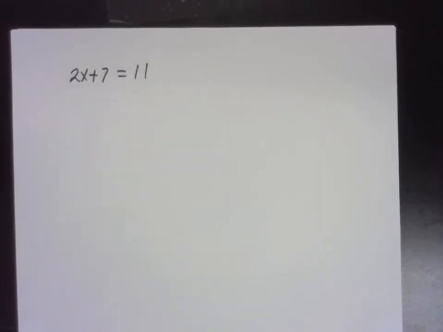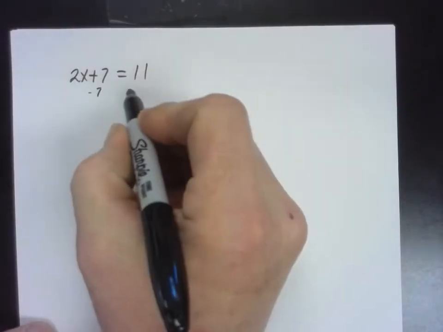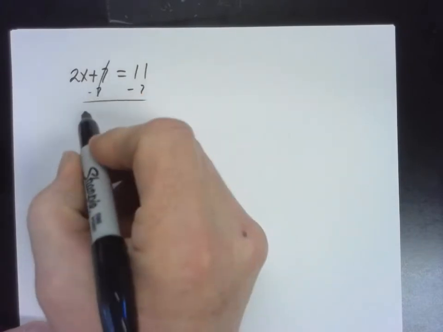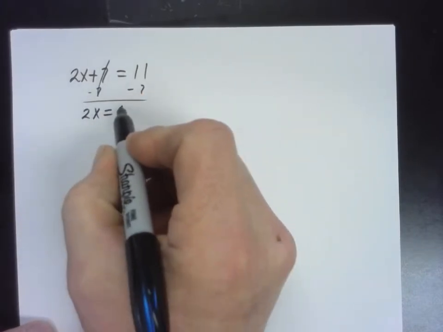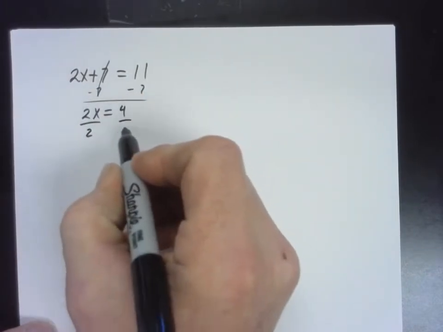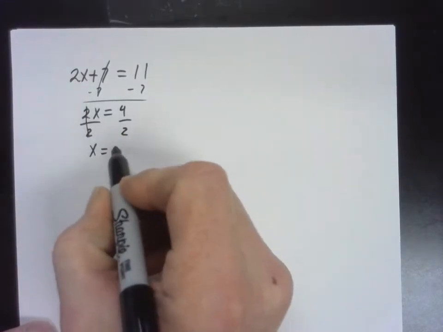We're doing something else. So I'm going to solve this equation, but I'm going to do it a little bit differently than you've seen before. And then I'm going to show you something that's kind of cool. So first of all, let's just solve it the normal way. Subtract 7 from both sides. 2x equals 4. Divide both sides by 2. And there's our one solution.